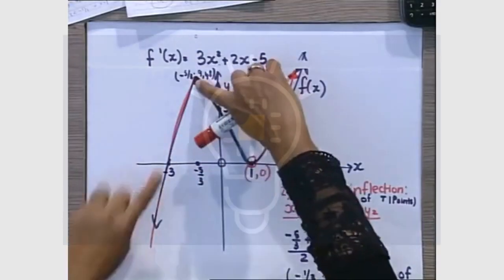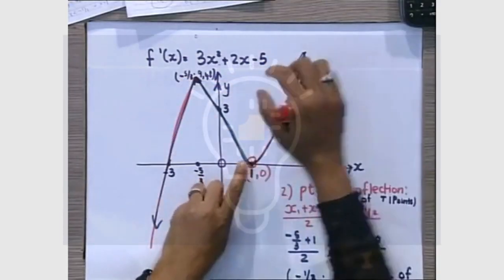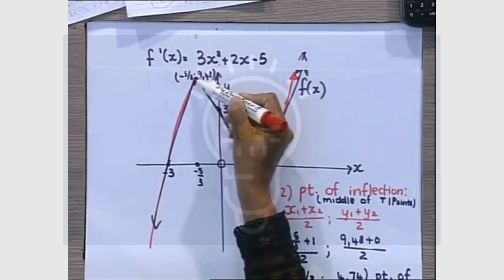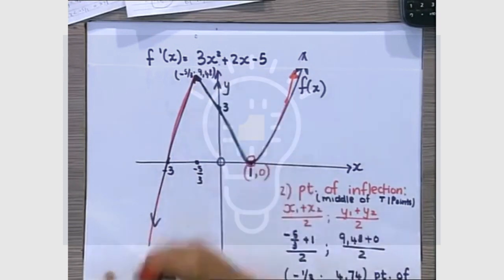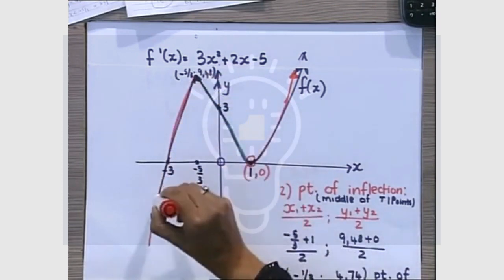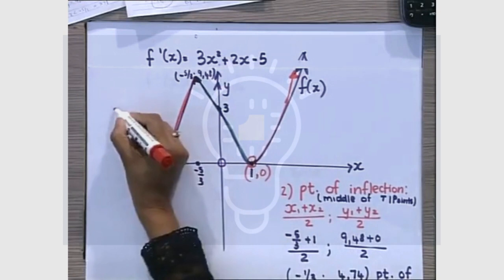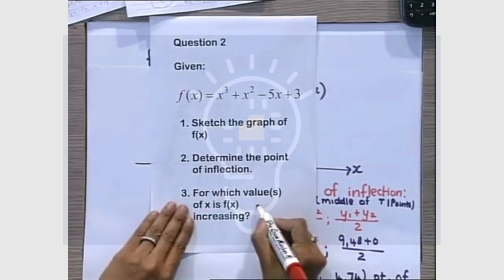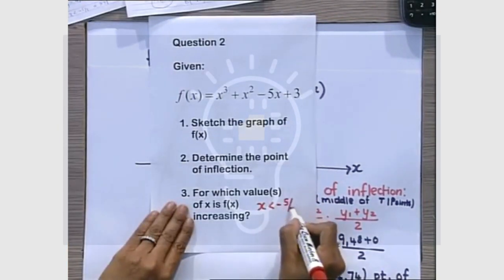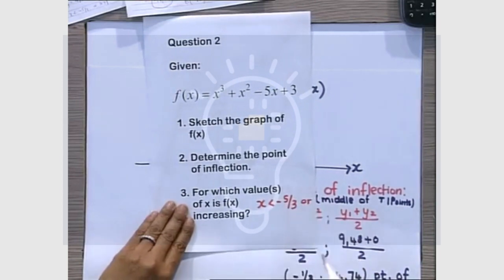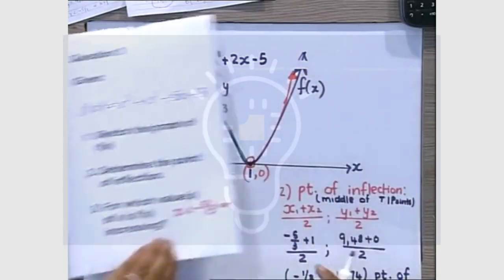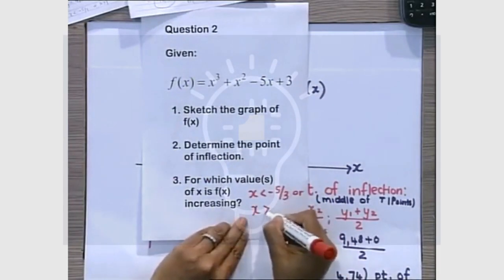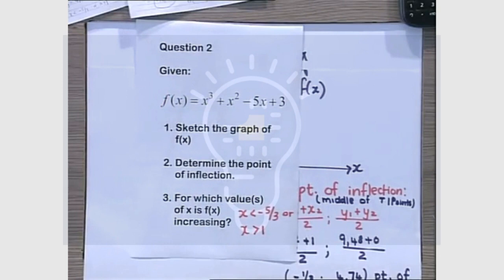Everybody can say it increases, decreases, increases. So it increases for all x's smaller than negative 5/3. Can you see? If I put my Coke here, all my x's are smaller than negative 5/3. So this answer here would be all x's smaller than negative 5/3. But it also increases again when x is greater than 1. When x is greater than 1. That is the answer for increasing function.